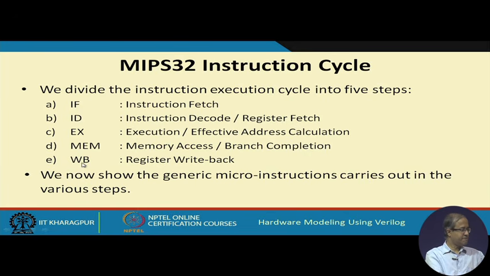So, what are these 5 steps? First step is called instruction fetch. So, here we are fetching an instruction from the memory. We know that the program counter, the PC register, already contains the address of the next instruction. So, simply whatever is there in PC, from that memory location we read, that is instruction fetch.